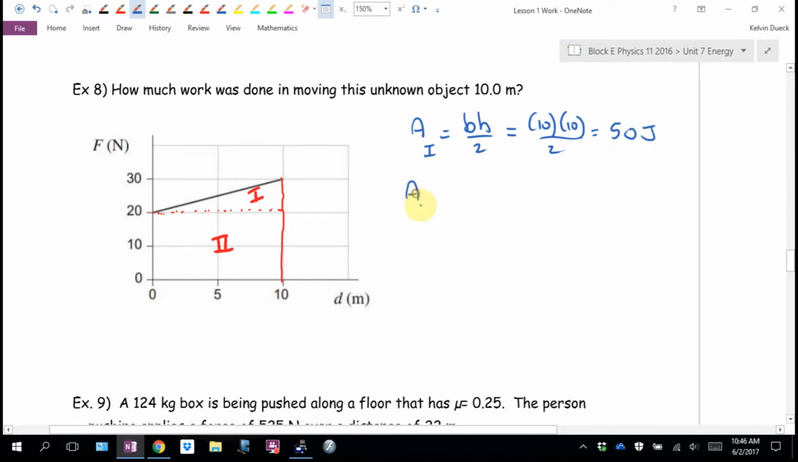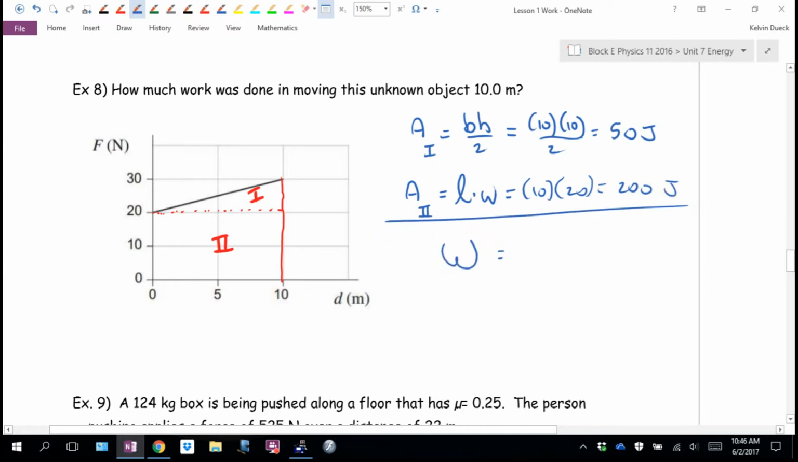Area 2, it's a rectangle. The area for a rectangle is length times width. Darcy, what's the length of this rectangle? What's the width? 20. It doesn't matter whether you go width times length or length times width. It's base times height, whatever you want to call it. Anyways, it's 10 times 20 in your head. So, what's the total amount of work that it took? 250 joules.